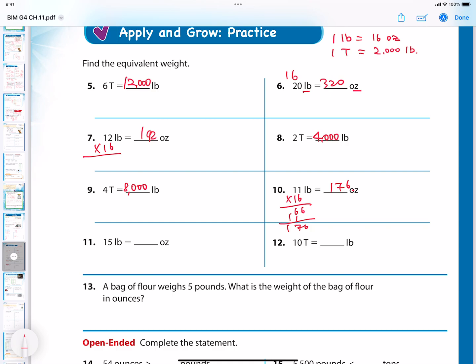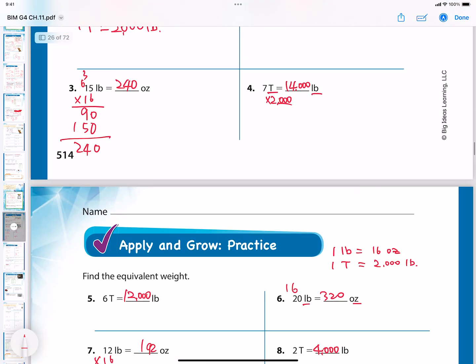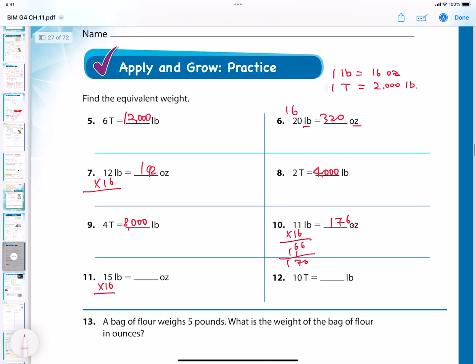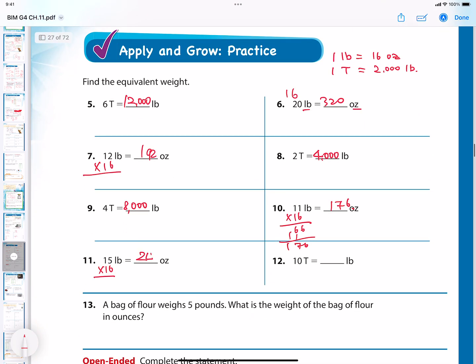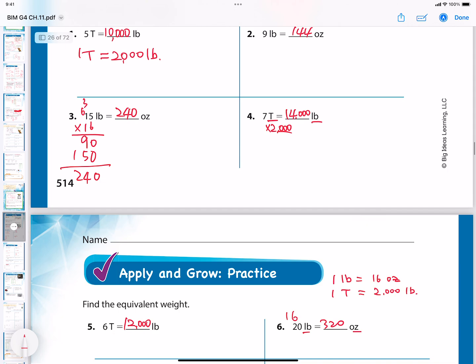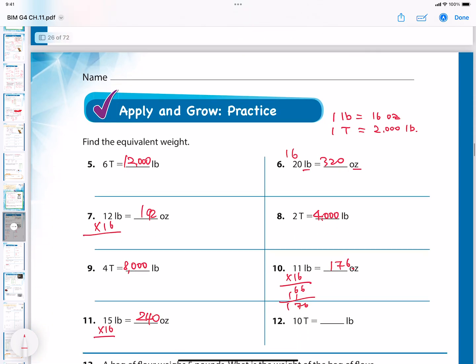Now 15 pounds to ounces, 16 times 15. I think we did this one. I don't remember when. Hold on. Yup, we did it already. 240. Right? We just did it in here, number 3. Right? I think they forgot.